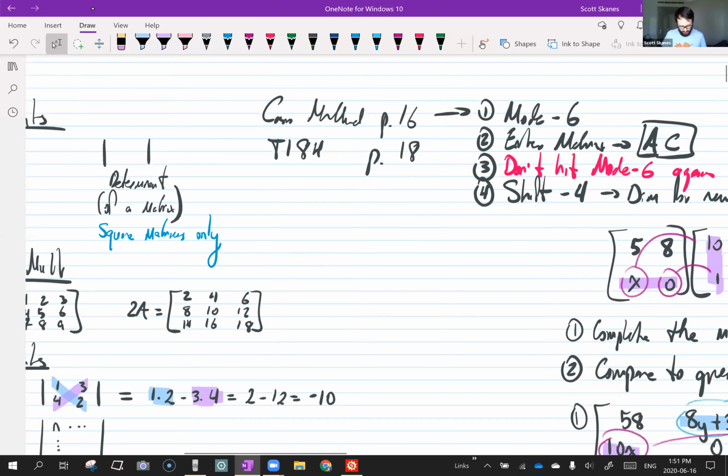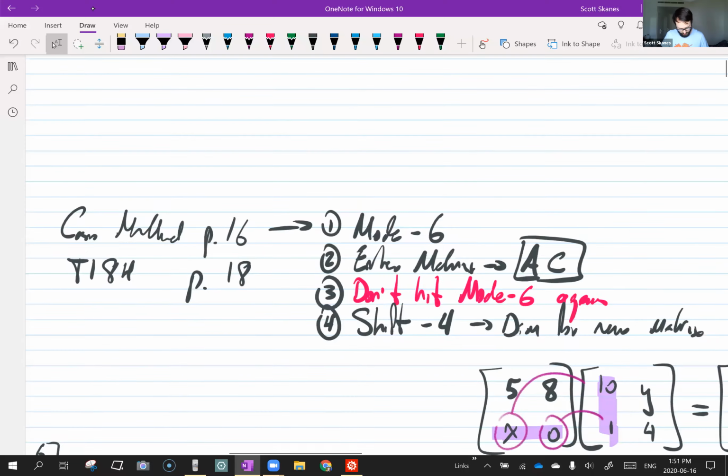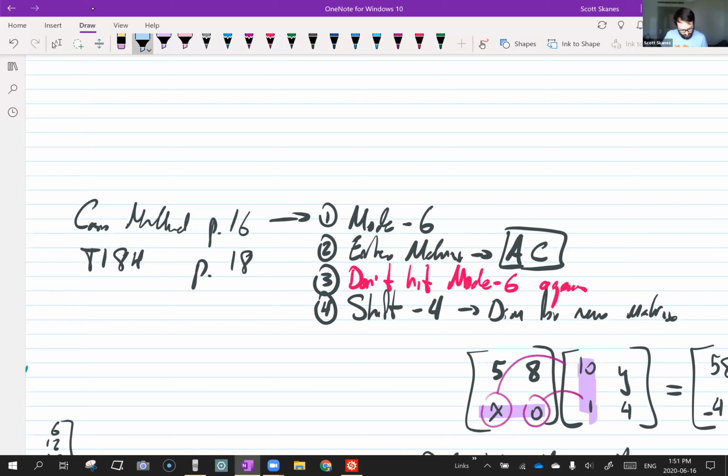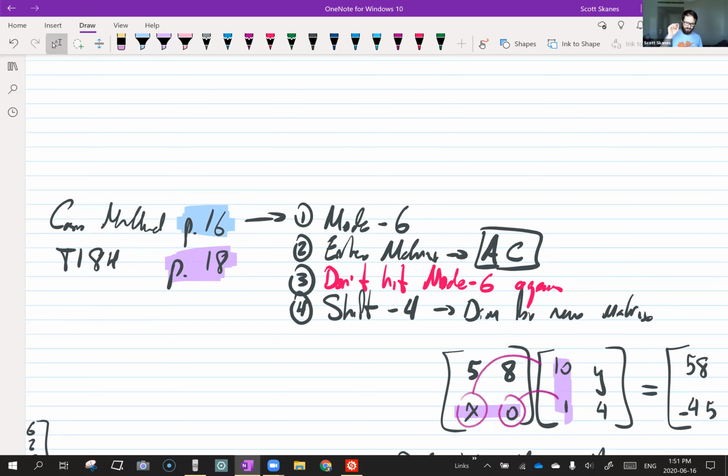And by the way, at the very end of this is my cheat sheet. At the end of the notes, the Casio is page 16. The TI-84 is page 18. But my notes for the Casio, first step, hit mode 6. Second step, enter your matrix and then press AC to save it. Third step, do not hit mode 6 again. Then you go shift forward to your matrix stuff, okay? So someone tell me what the determinant is going to be of the question that I just gave. That's practice 1B. What's the answer?